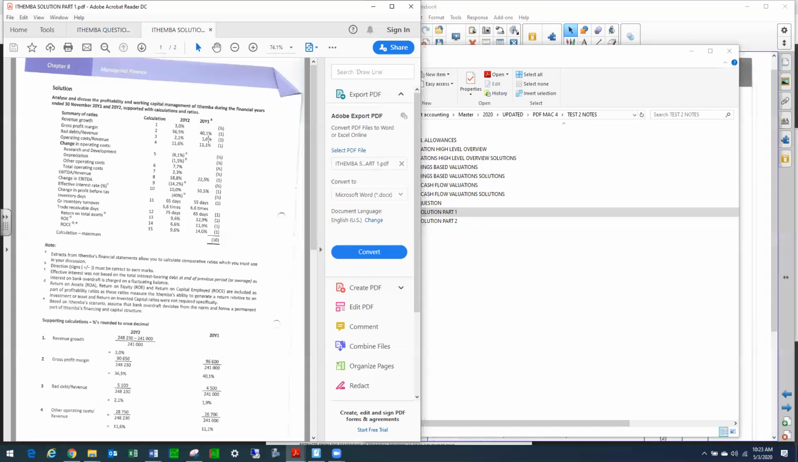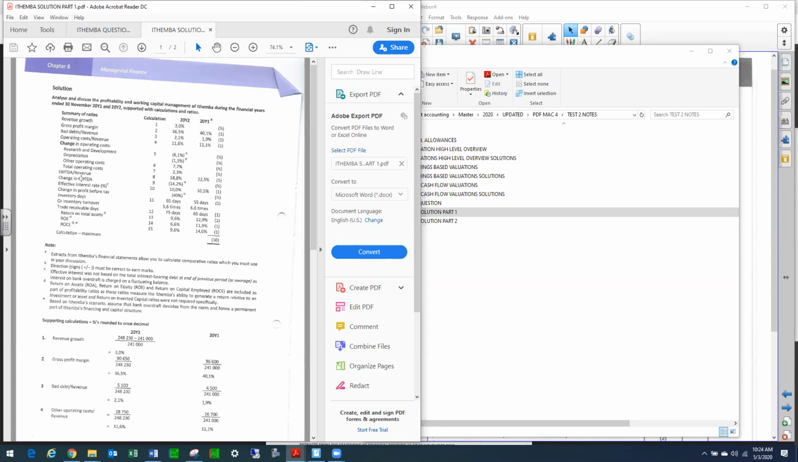Bad debts to revenue. Guys, how much bad debts there were compared to revenue. That's a ratio. Operating costs compared to revenue, 11.6 to 11.1. Change in operating costs. R&D down by 8.1, depreciation down by 1.5. The movement in total, other operating costs and total operating costs. Guys, did any of you write down EBITDA to revenue? Did anybody here do it?